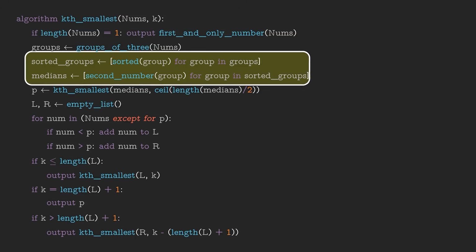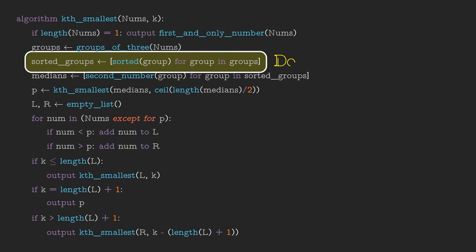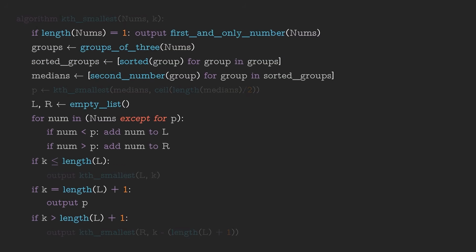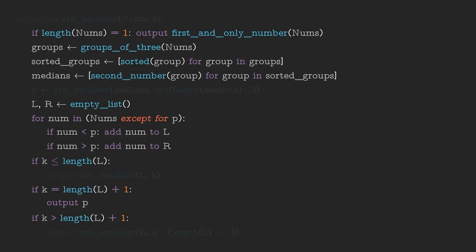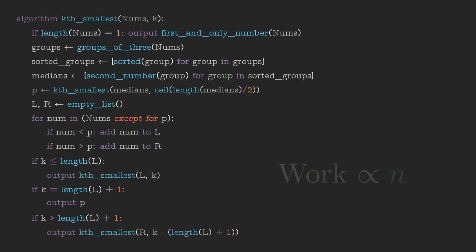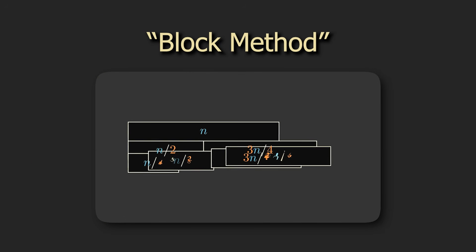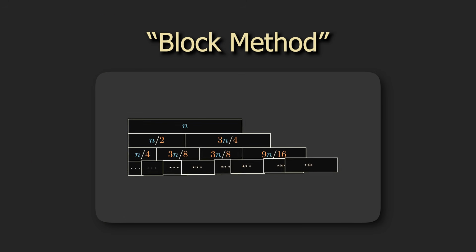But crucially, the number of steps required to sort each group does not depend on the length of the list. They're always just groups of 3, so there's only a constant amount of extra work per group, which means all of the work done besides the recursive uses of the algorithm is still proportional to the size of the list. So we can once again use our block method to count up the total work of the algorithm.